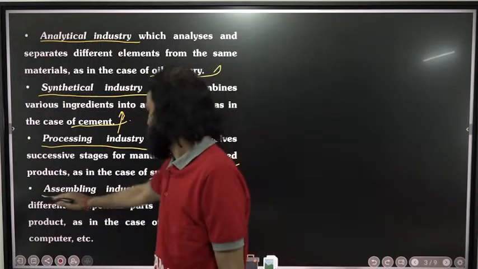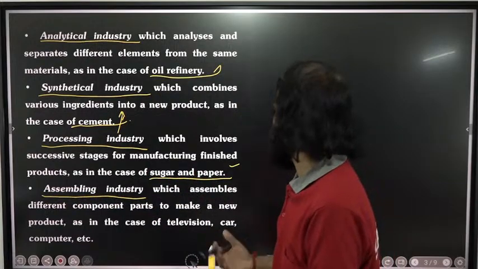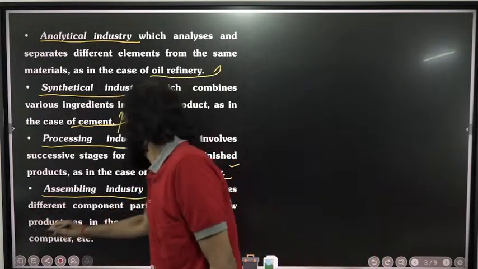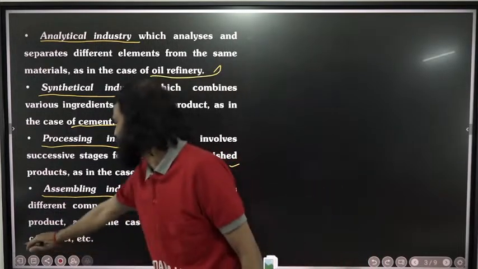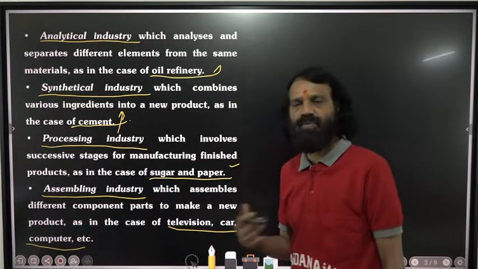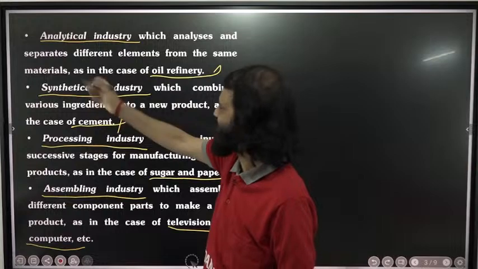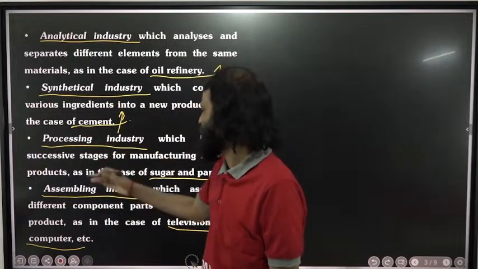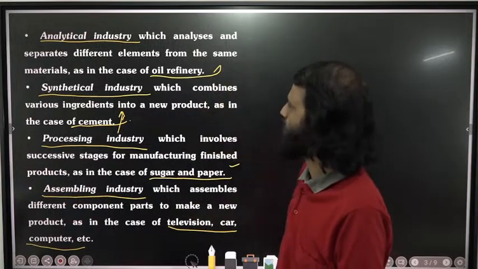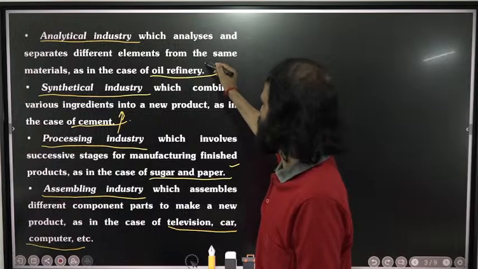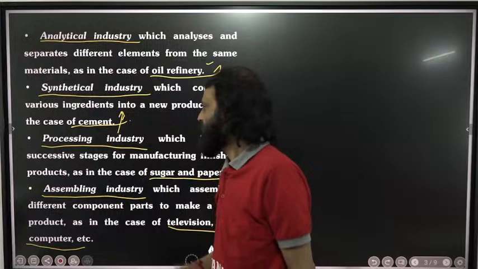Then another one is assembling industry, which assembles different component parts to make a new product, as in the case of television. For example, television, car, computer, etc. So in this paragraph we studied analytical industry, synthetical industry, processing industry, and assembling industry. We also studied their examples. For analytical industry, the example is oil industry. Synthetical industry, the example is cement factory, cement.